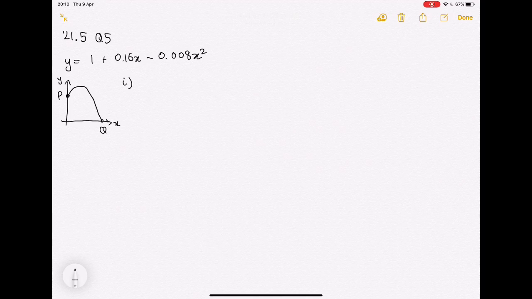Well, the height P is clearly when x equals 0. We can see when x equals 0, y equals 1. So P is the coordinate (0, 1). And Q occurs when y equals 0. So when y equals 0, we have 0 equals 1 plus 0.16x minus 0.008x squared. And that's just a quadratic equation for you to solve.